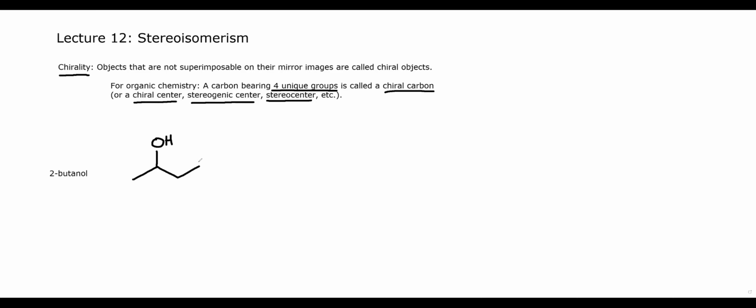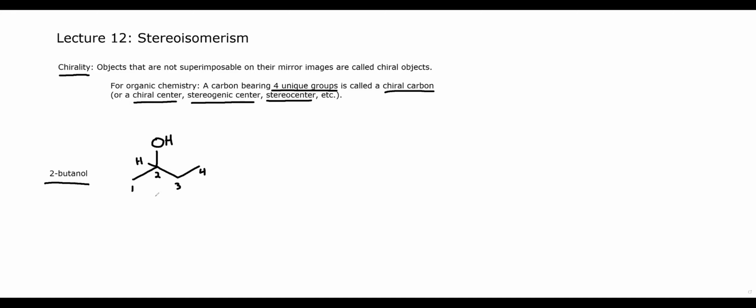Now, the first question is, which carbon is a stereocenter, or which carbon is a chiral center on this molecule? We have 4 carbons, 1, 2, 3, and 4. A stereocenter, or a chiral center, a chiral carbon, has 4 unique groups attached to it, and that would be carbon 2. Carbon 2 has 4 different things attached to it, so therefore carbon 2 is chiral. So if we have a chiral carbon on this molecule, that means that this molecule, 2-butanol, is chiral. Okay, hopefully you're with me so far.